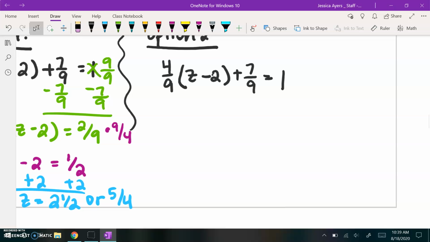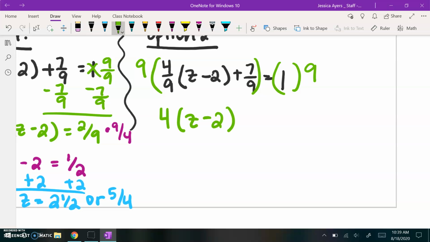Option 2 deals with taking those fractions away. So you would multiply by the least common denominator. I see that my denominator of both of these fractions is 9, so I can multiply the entire equation by 9. Now, if it had been like 3 and 6, then I would multiply by 6, because 6 is divisible by 3 and 6. You want to multiply by a number that is divisible evenly by all of your denominators. So 9 times 4 is 36, divided by 9 is 4. And then 9 times 7 is 63, divided by 9 is 7, and is equal to 9.